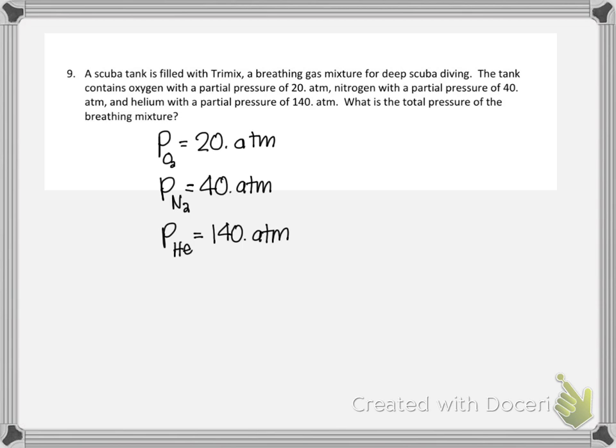So what we're using here is called Dalton's law. Dalton's law is often used in conjunction with other gas laws, but this problem doesn't require it. Dalton's law says that to get the total pressure, you can calculate it by adding up the individual or partial pressures of the gases.